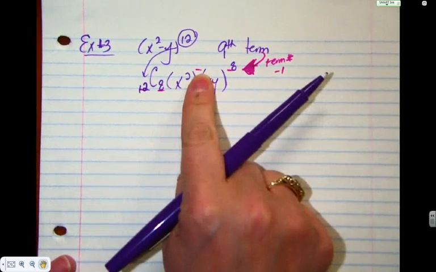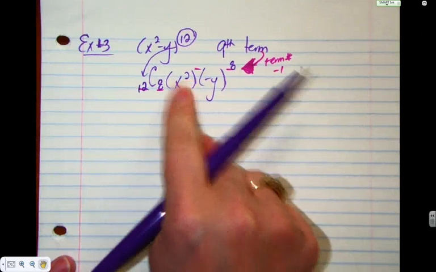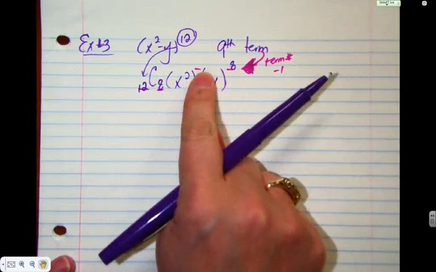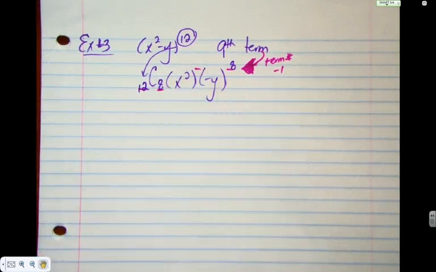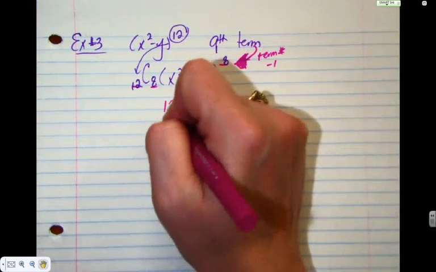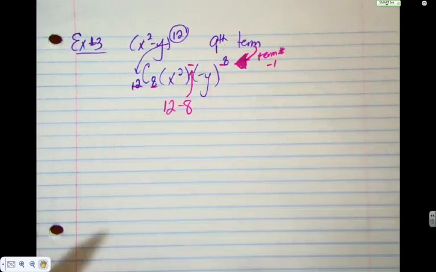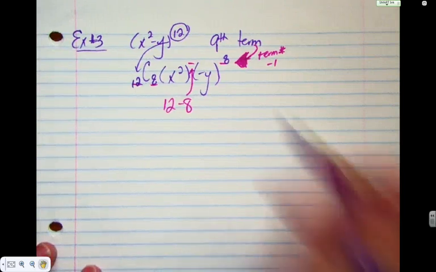So that gives us just one blank remaining, which is the exponent on the first piece. And what's the relationship between the two exponents? They have to add up to give 12. So the second exponent is going to come from 12 minus 8, which is equal to 4.